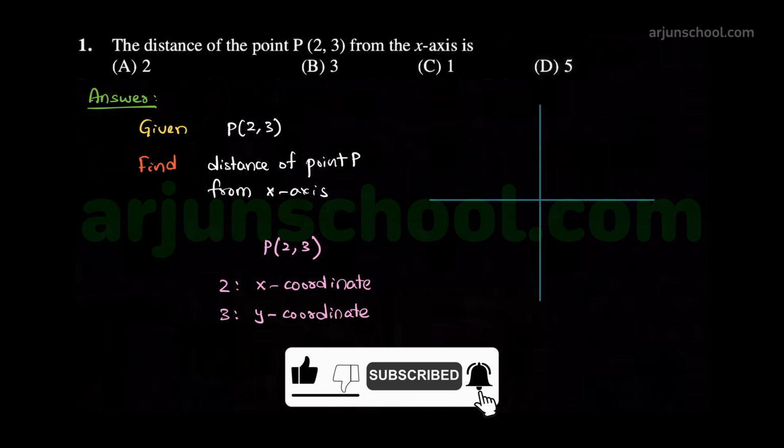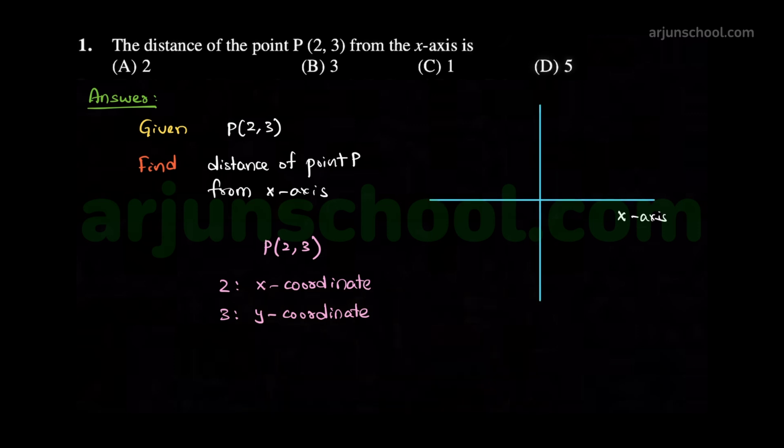On the graph, horizontal is the x-axis and the vertical line is the y-axis. Let us mark some points on the x-axis and y-axis. The x-coordinate is 2 and the y-coordinate is 3. Therefore, the point P (2, 3) lies on the graph here, with x-coordinate 2 and y-coordinate 3.